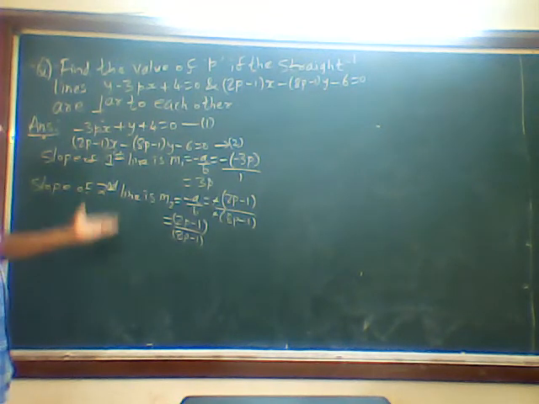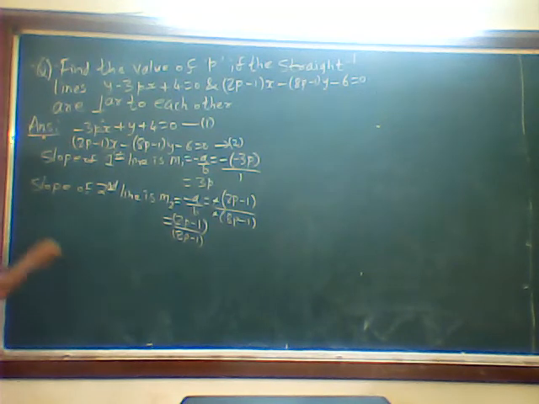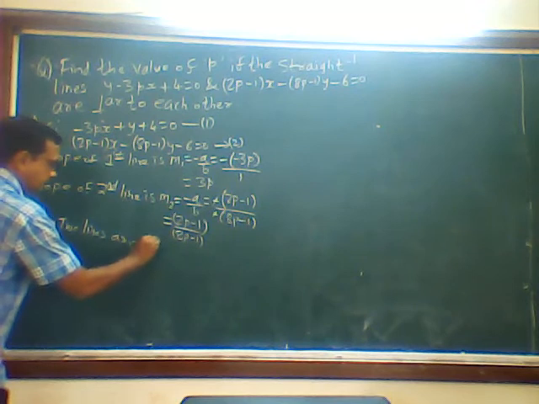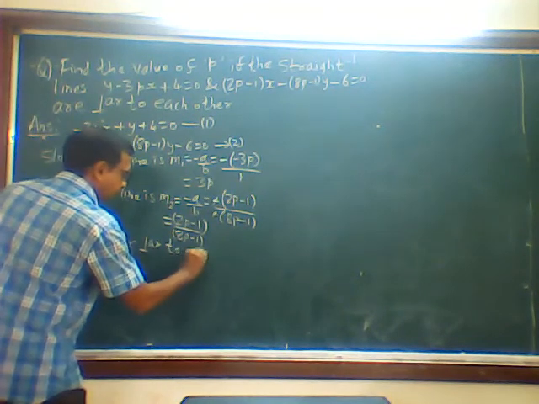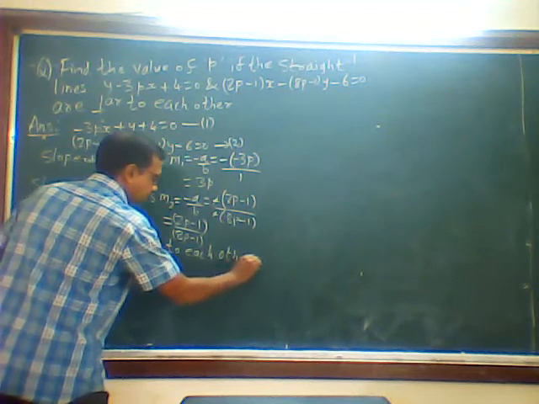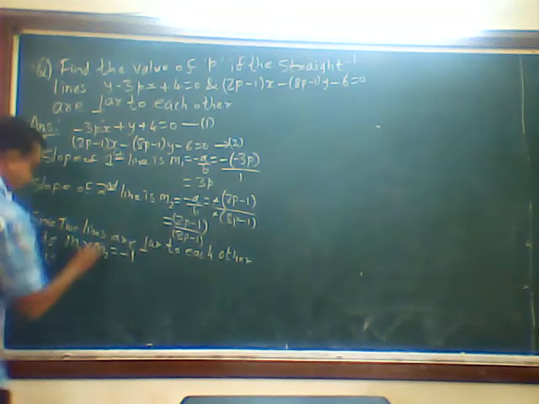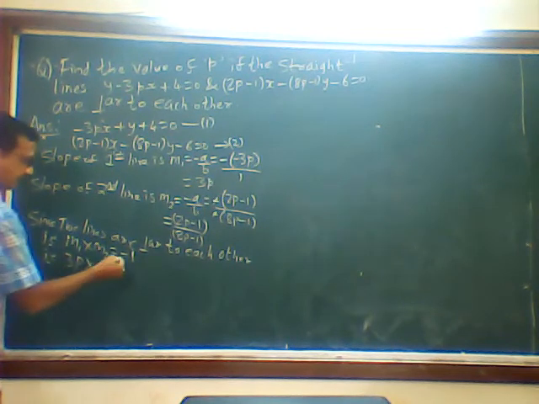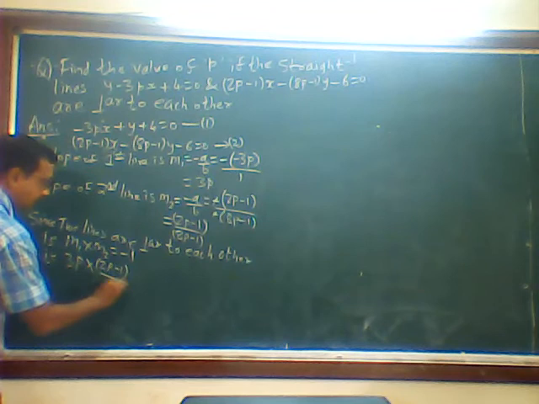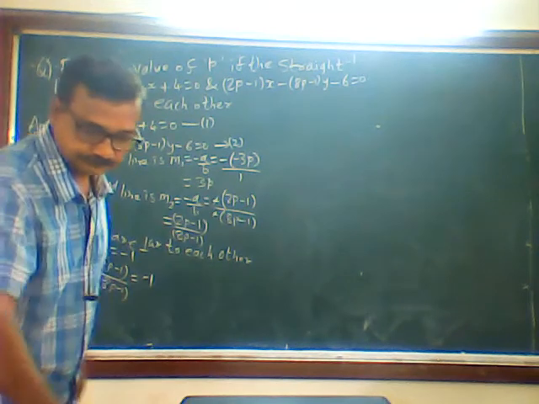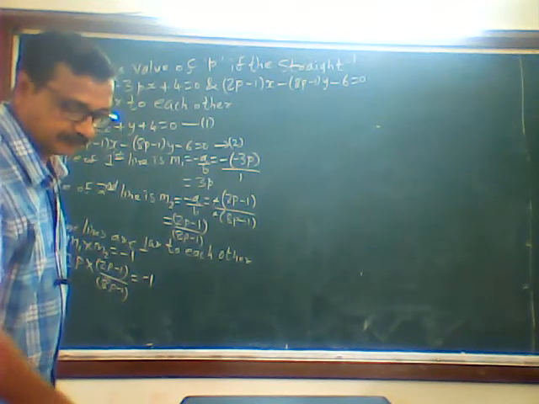Now I know m1, m2. He is saying they are perpendicular to each other. Since two lines are perpendicular to each other, m1 into m2 is equal to minus 1. That is, m1 is 3p into m2, 2p minus 1 divided by 8p minus 1 is equal to minus 1. Now we have to find out the value of p.